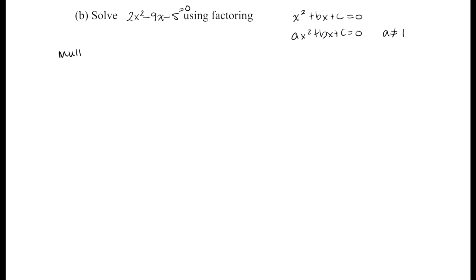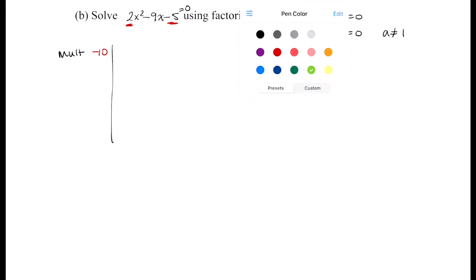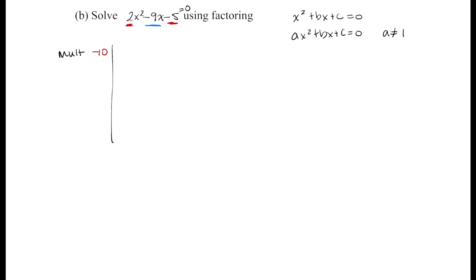Now we want two numbers that multiply to the product of a times c. So that's 2 times negative 5, which is negative 10. And we want them to add to this middle number here, so add to negative 9. So let's think of different ways to multiply to 10. We have negative 1 times 10. We have 1 times negative 10. We have negative 2 times 5 and 2 times negative 5.